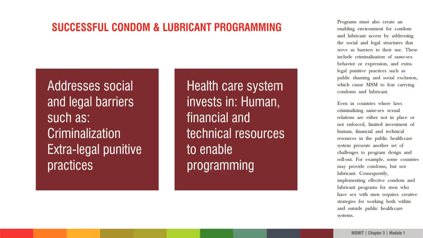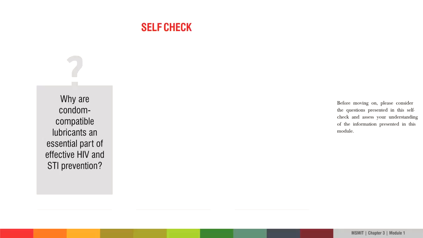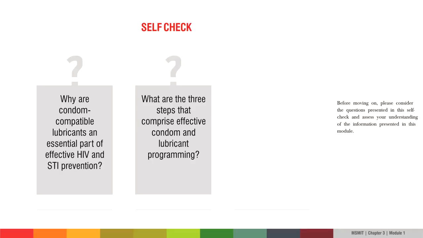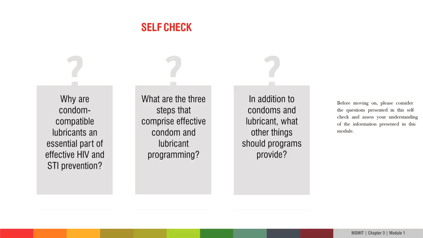For example, some countries may provide condoms but not lubricant. Consequently, implementing effective condom and lubricant programs for men who have sex with men requires creative strategies for working both within and outside public healthcare systems. Before moving on, please consider the questions presented in this self-check and assess your understanding of the information presented in this module.